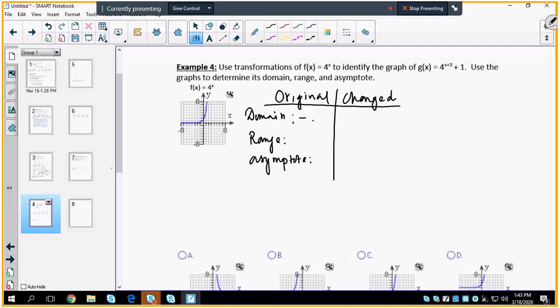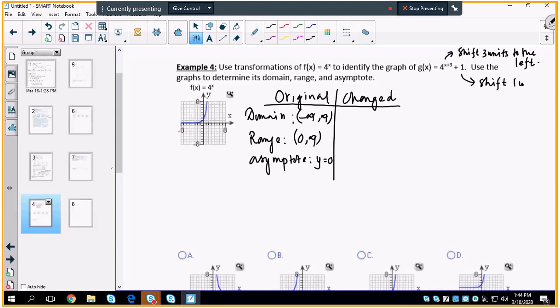The original domain is negative infinity to infinity. The original range is 0 to infinity. And the original asymptote is y equal to 0. Let's see what type of changes we are talking about. Again, plus 3 means shift 3 units to the left. So you subtract 3. Remember, your x was 0. You shifted 3 units to the left. So you are subtracting 3. And this plus 1 means shift 1 unit up.